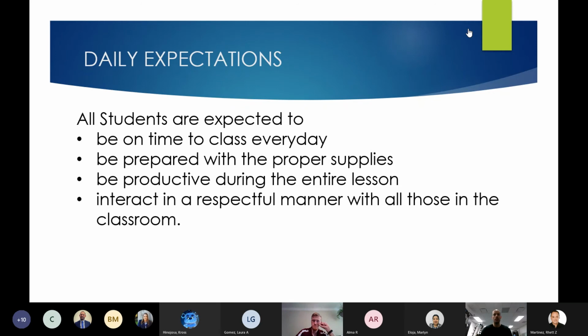So we're all very happy to be here, happy to be teaching your children. And we want to make this a very successful first year back in person. So helping us ensure that students are following these daily expectations will help make sure that students are academically successful in our classes.